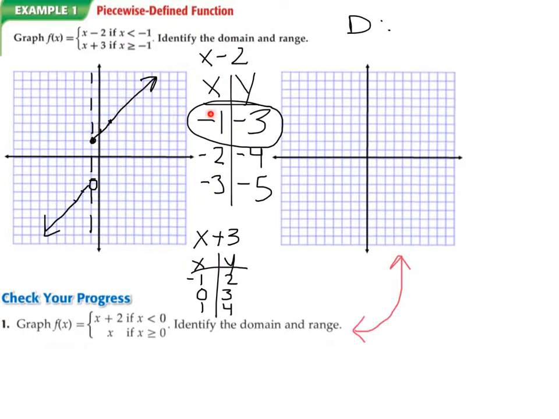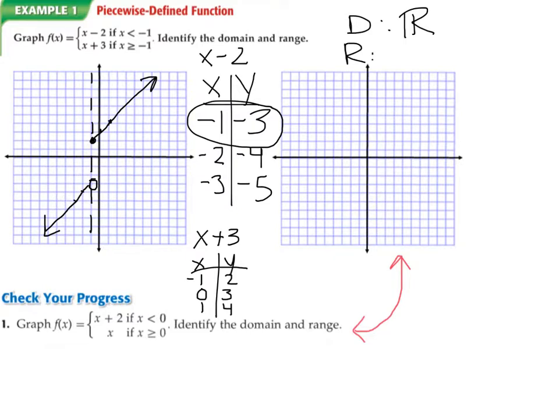So it's going to take care of all of our positive x values. And then does it go to the left forever? Well, yeah, it's going down and to the left forever, so it's taking care of all of those. Since there's a closed circle here, we know that -1 is also taken care of. So the domain on this is going to be all real numbers.